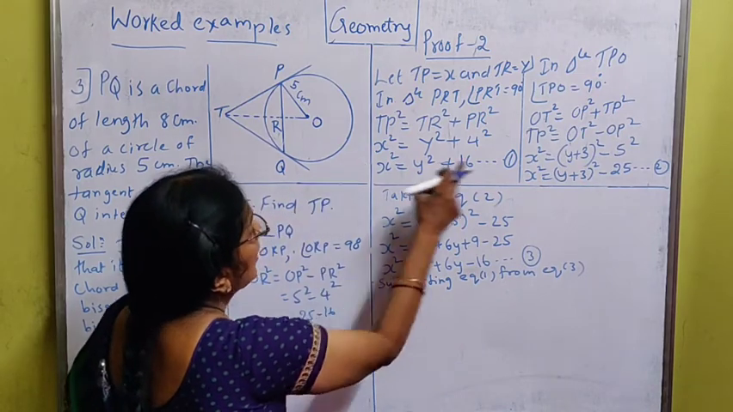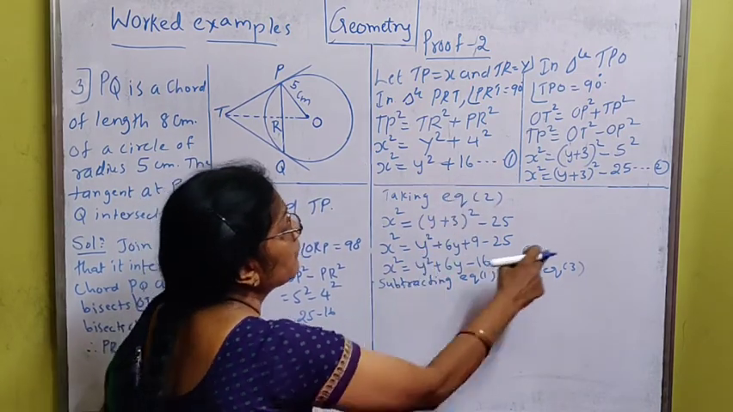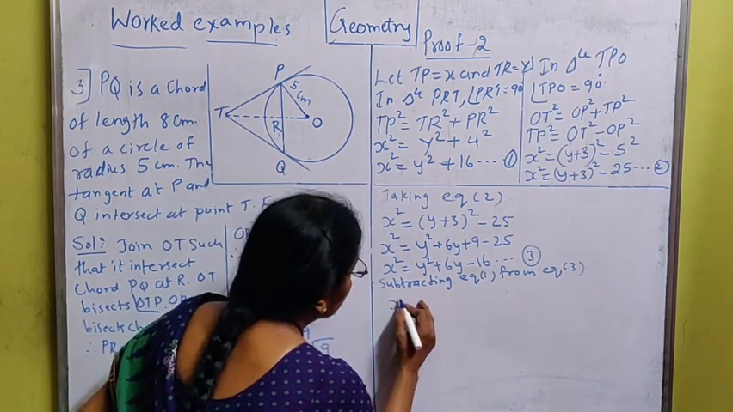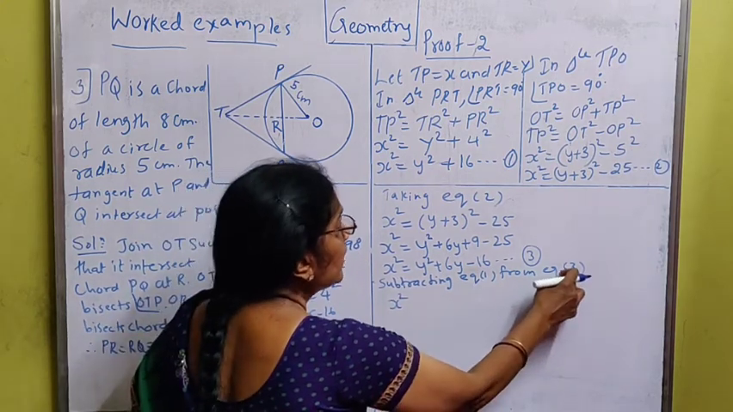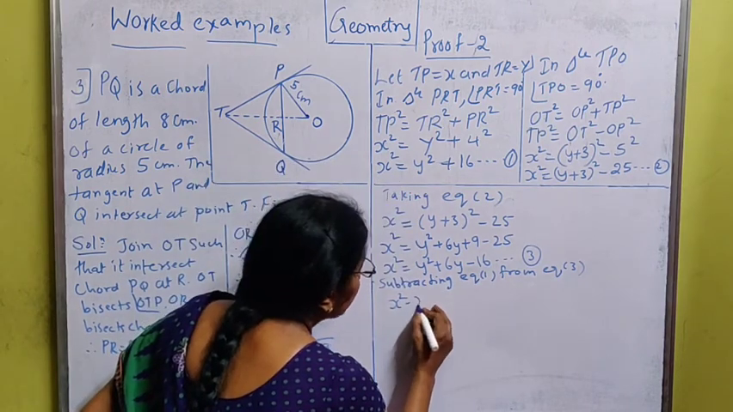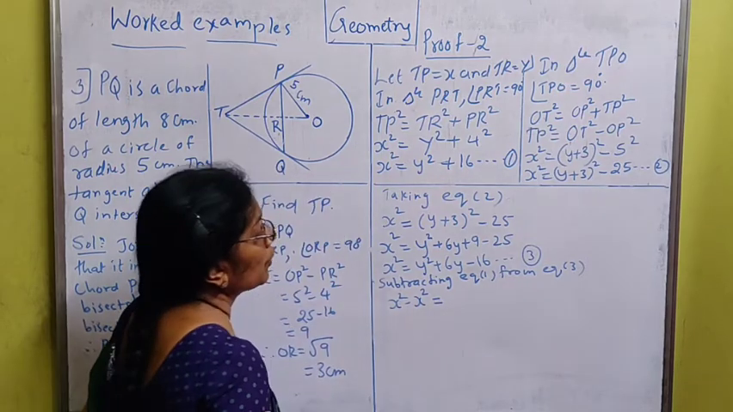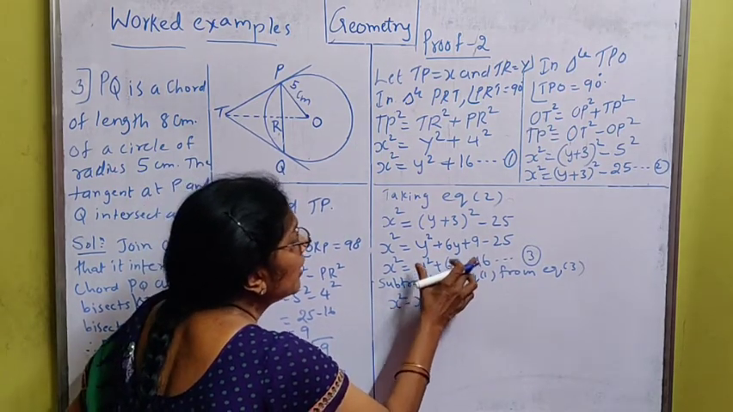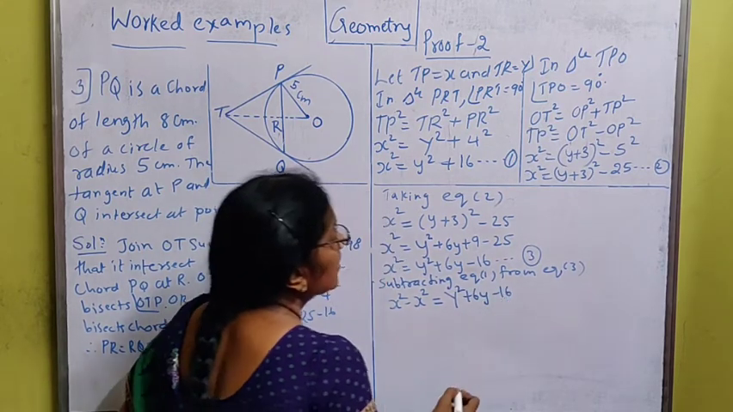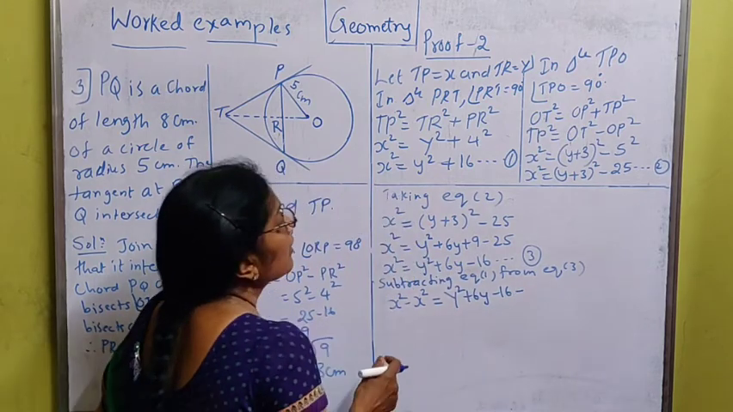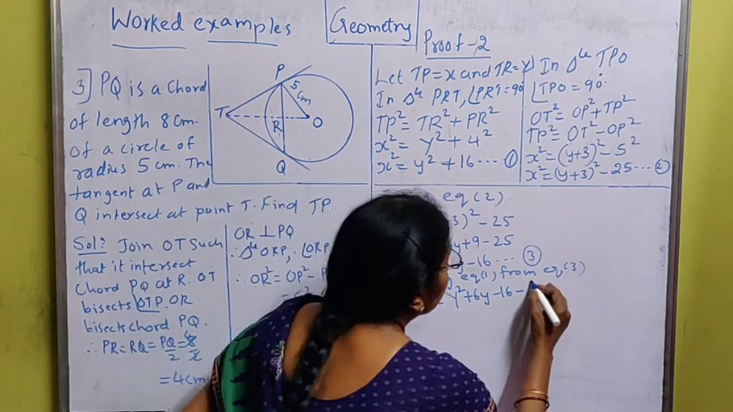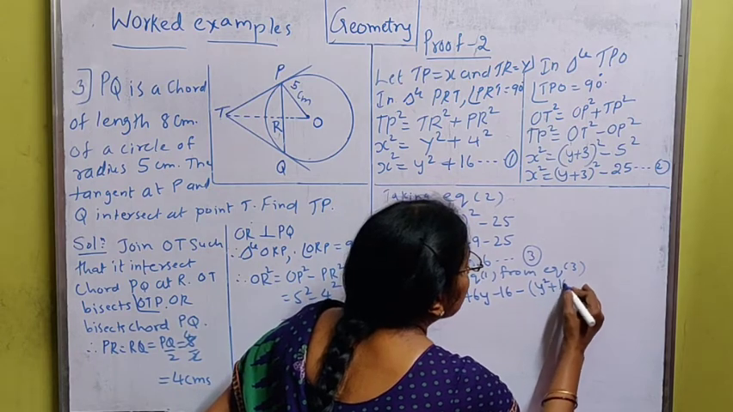What is there in the left hand side? First we write equation number 3, which has x square. From that we are going to subtract equation 1, which also has x square. So x square minus x square is equal to, on the right hand side, first write what is there in equation 3: y square plus 6y minus 16. From that you have to subtract the right hand side of equation number 1, which is y square plus 16.